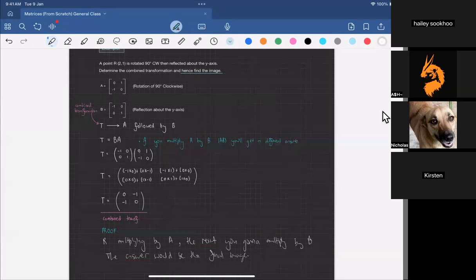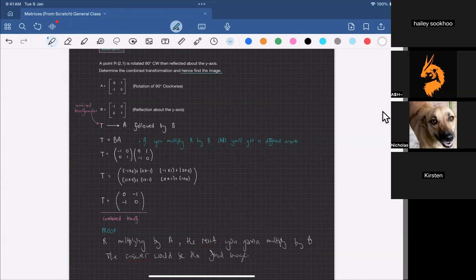So you're gonna multiply R by A. That new point, you're gonna take it and multiply it by B to figure out how it would look if you reflect it. By the time you do those two, you should have found the final image after the 2 transformations. So Nicholas, basically I want you to do it step by step. Multiply by A and then multiply by B. So you're going to rotate it first and then reflect it.